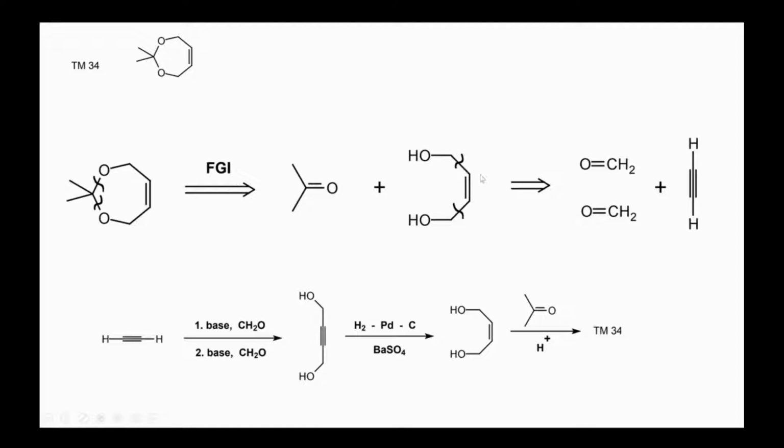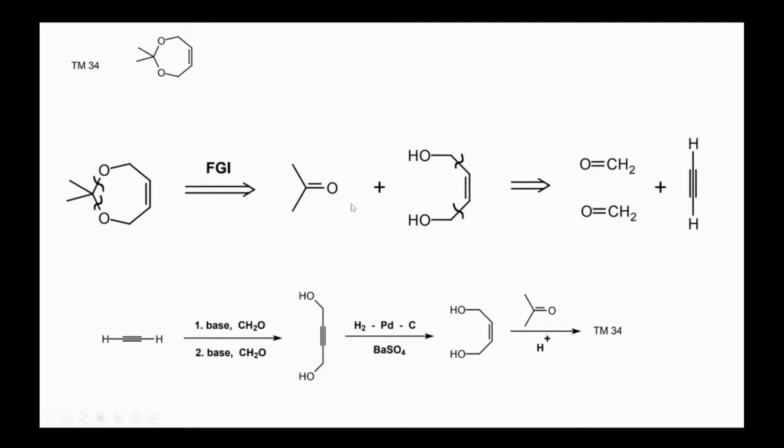Now the next step is you have a vinyl sort of alcohol, and you can disconnect this from C-C bond disconnection. The two sides of the alcohol will become formaldehyde and the alkene will be converted into alkyne. Okay, this is the retrosynthesis.